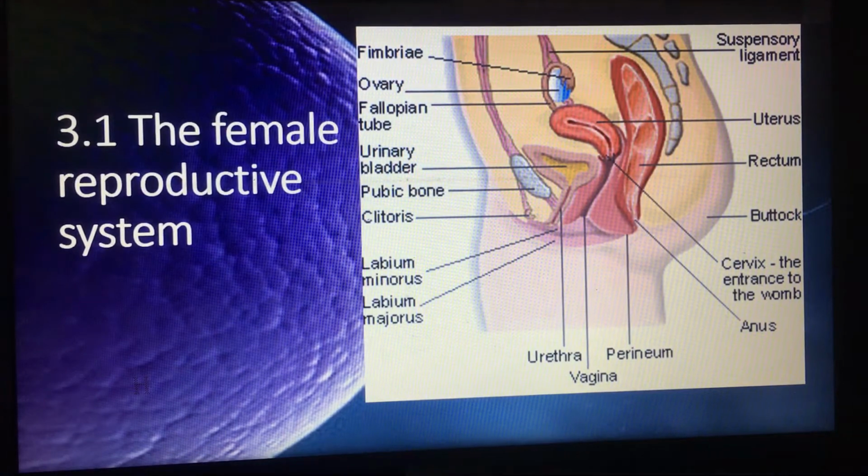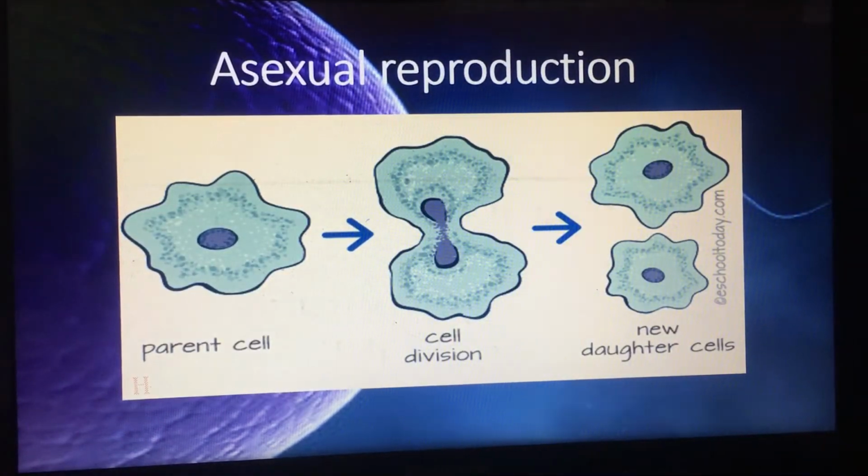You know that all living organisms need to reproduce to make more of themselves. As you know before, making new offspring is called reproduction. Actually, we have two types of reproduction, which are sexual and asexual reproduction. In asexual reproduction, living organisms make more of themselves simply by splitting into two new cells.